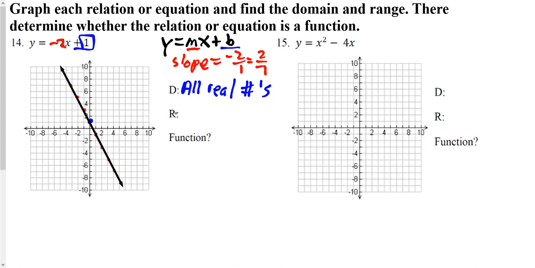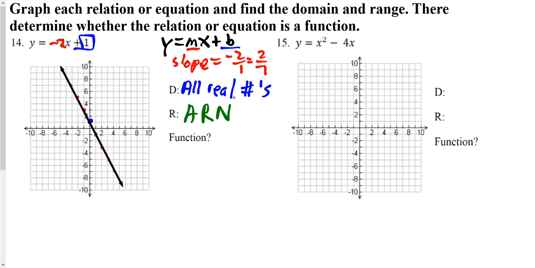Now, range is how far it goes up and down. You can see that your line would eventually go down forever and eventually go up forever. Since it goes up and down forever, your range is also all real numbers. Now, if you wanted, instead of writing out the words all real numbers, you could write A, R, N if you want. Then you have to decide, is it a function?